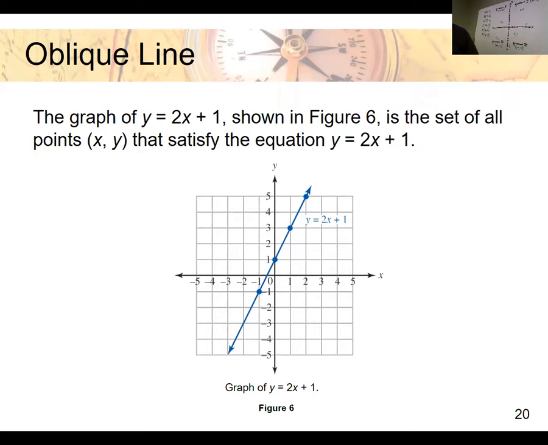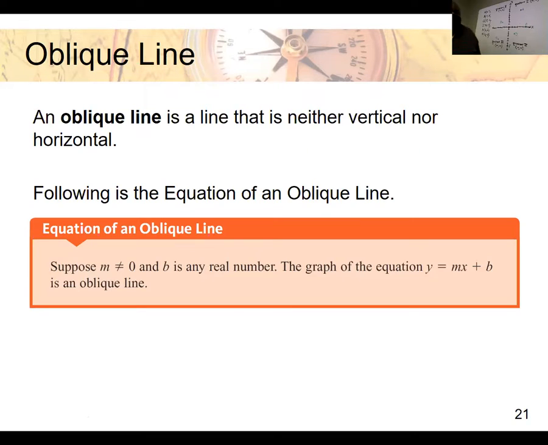So this gives us the equation of an oblique line, which is, in this case, y equals mx plus b. And here m is not going to be equal to 0, and b is any real number. For it to be oblique, it can't be vertical nor horizontal. So those are the 3 types of lines that we'll be dealing with in this section. Any questions about that?